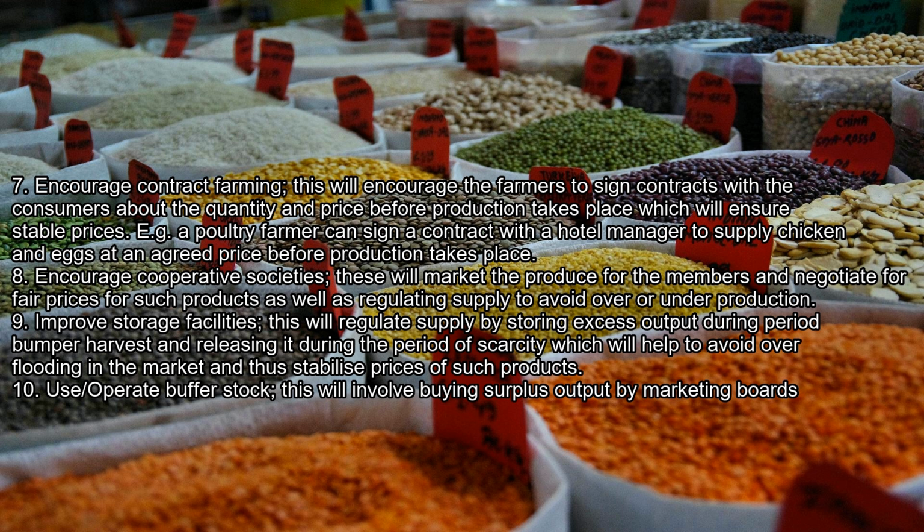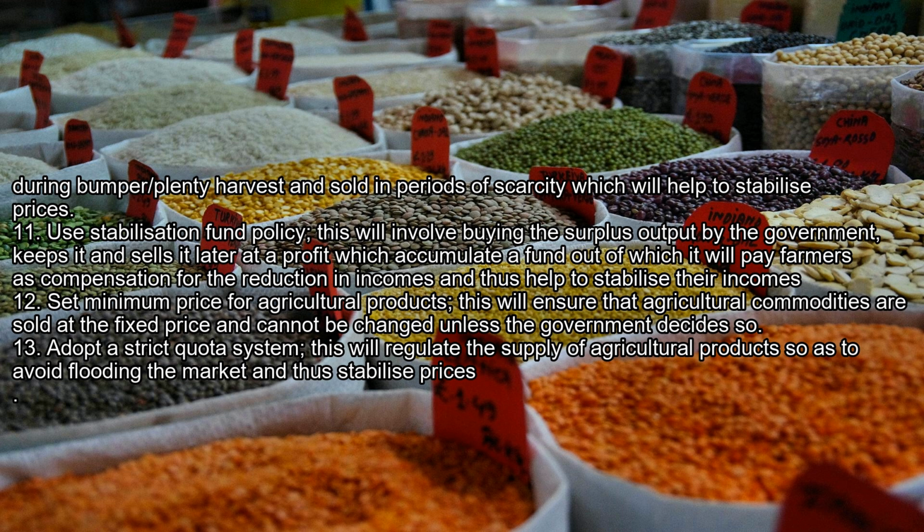10. Use/operate buffer stock. This will involve buying surplus output by marketing boards during bumper/plenty harvest and selling it in periods of scarcity, which will help to stabilize prices. 11. Use stabilization fund policy. This will involve buying the surplus output by the government, keeping it and selling it later at a profit, which accumulates a fund out of which it will pay farmers as compensation for the reduction in incomes and thus help to stabilize their incomes. 12. Set minimum price for agricultural products.